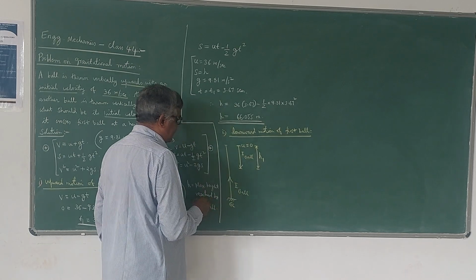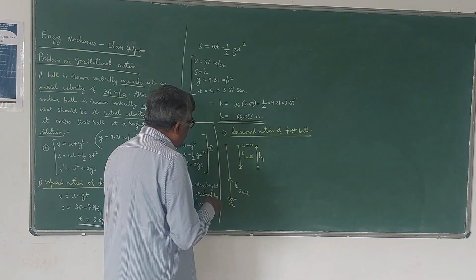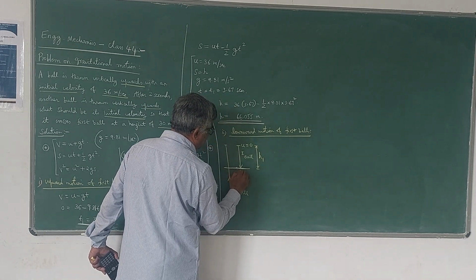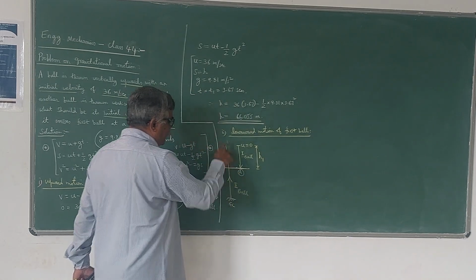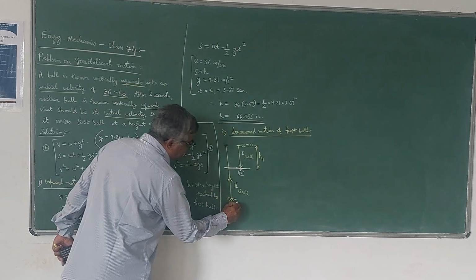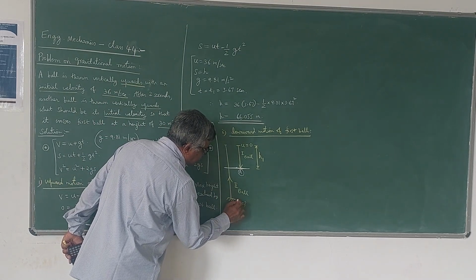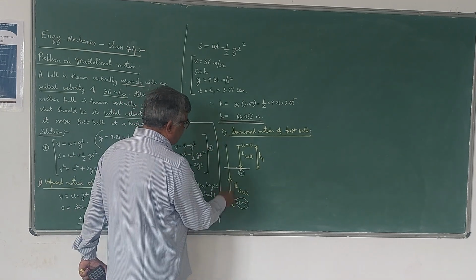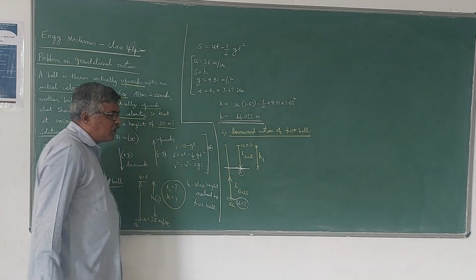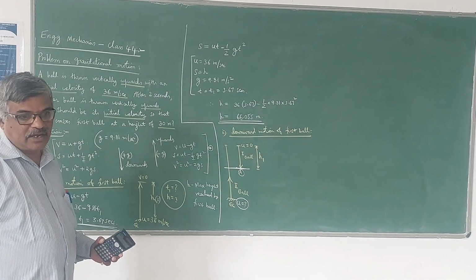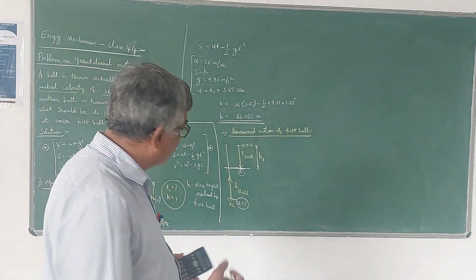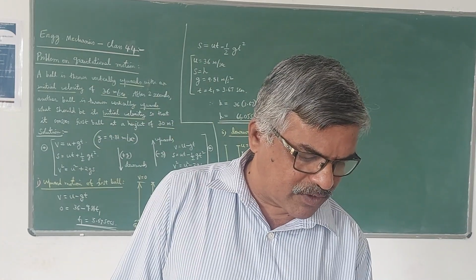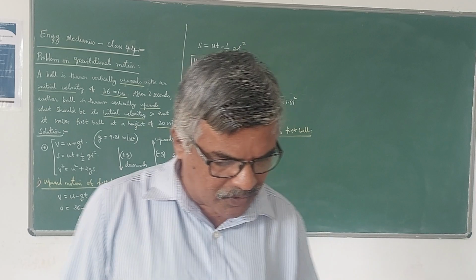Somewhere in between, these two balls will meet. Let us take the point as A. At point A, these two balls will meet, but we don't know with what velocity the second ball has been thrown. So that's what we have to find out. And of course, the second ball is thrown 2 seconds after the first ball is thrown.